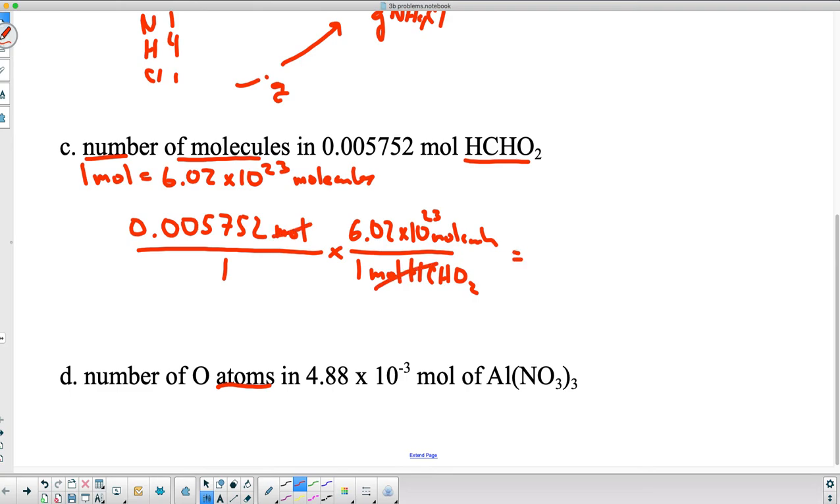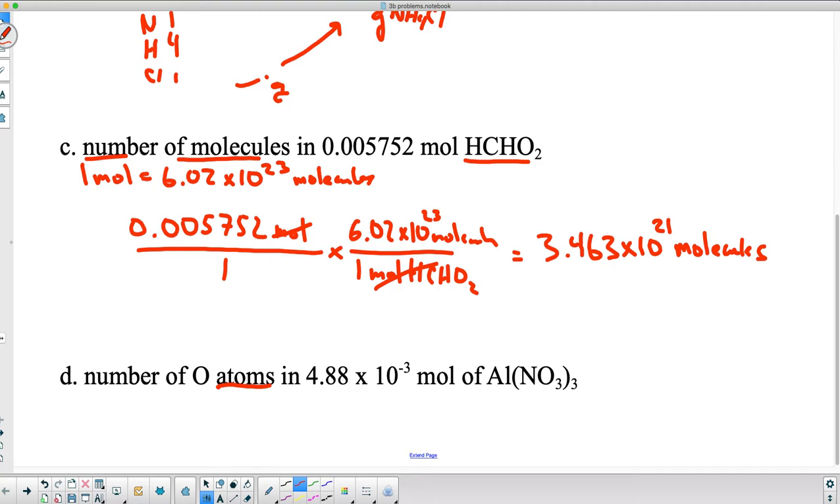And then all I do, now here's the key, I take my 0.005752, and then I multiply, because it's on top, by 6.02, and then I hit the EE key and 23. And what I get then is 3.463 times 10 to the 21st molecules. So we're talking about an awful lot of molecules. And that's how you figure that out, just using this 1 mole equals 6.02 times 10 to the 23rd.